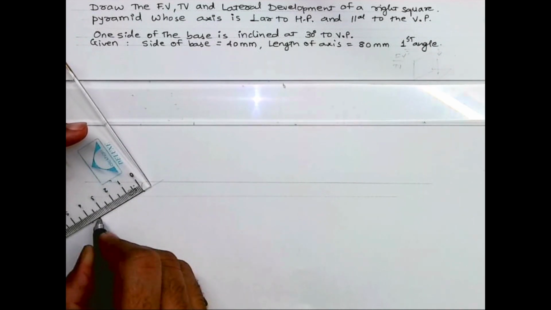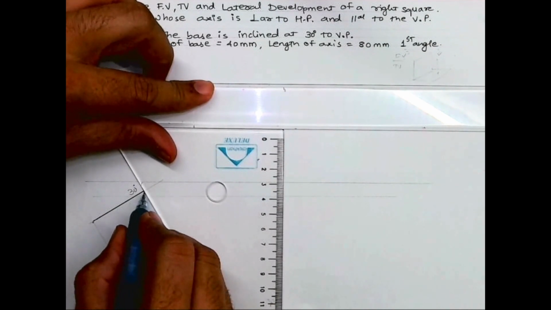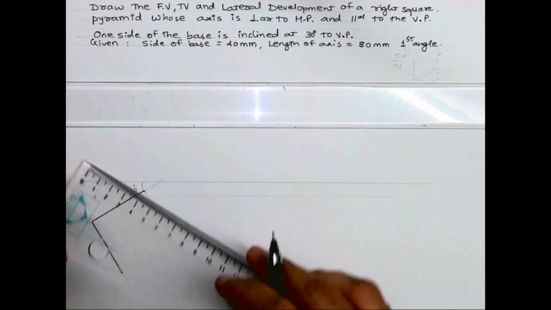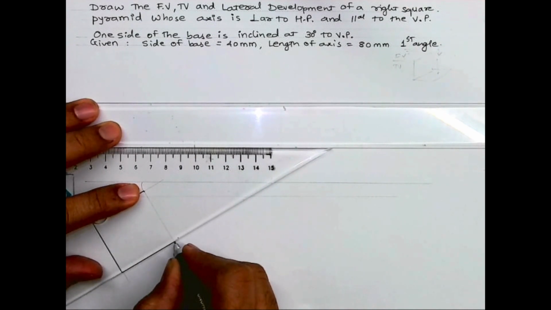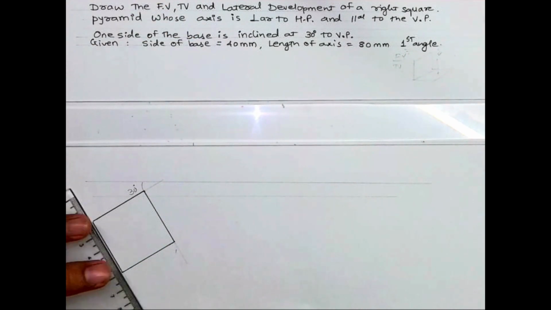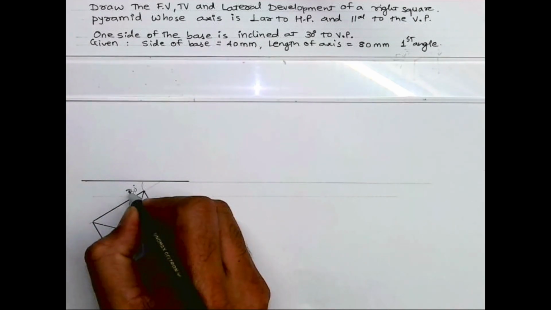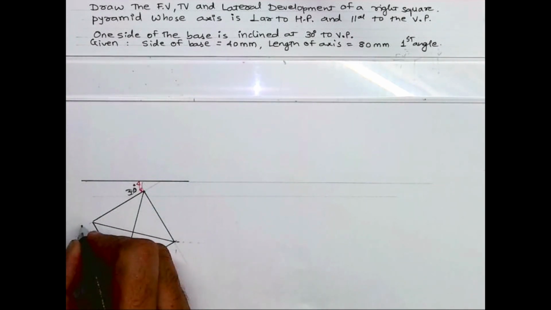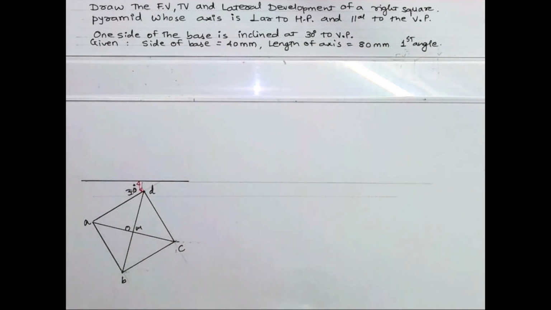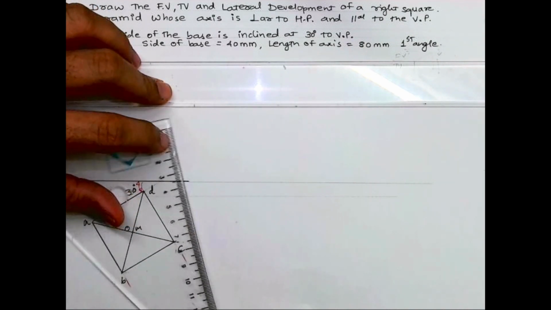So we'll take 40. One side is 30, the other side will be 60. Again, we'll cut 40. So we got a square. Now we'll join the diagonals because it's a pyramid. This is A, B, C, D. This is O, M. The side of the base is 40.